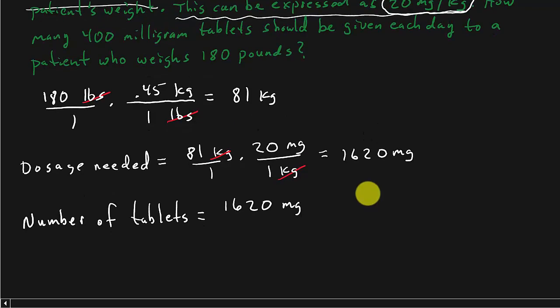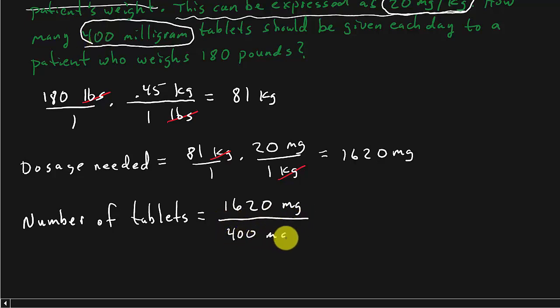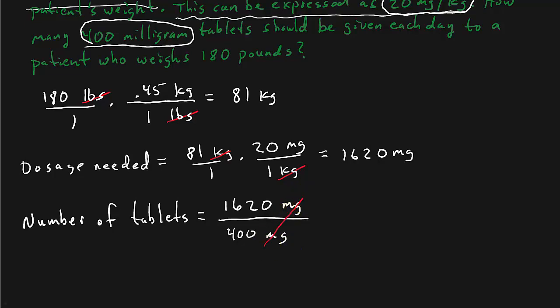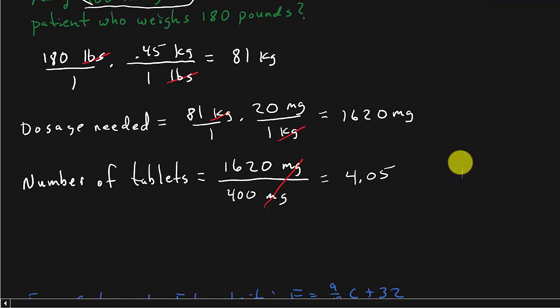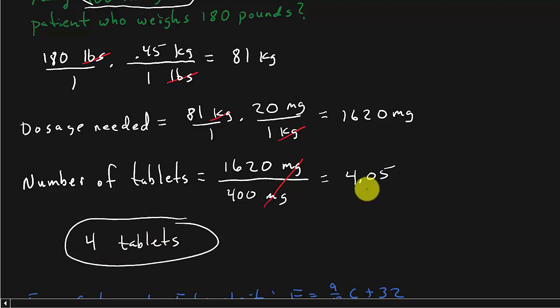And let's see, each tablet is 400 milligrams. So let's divide that by 400 milligrams. And you can see the milligrams cancel out, and that leaves us with 4.05 tablets. Okay, so we would say that they would need 4 tablets. I don't think you're going to get 0.05 of a tablet. Okay.